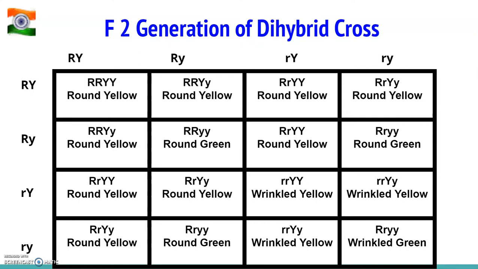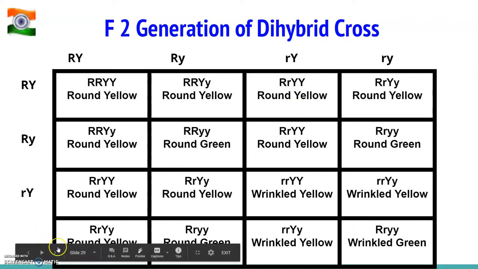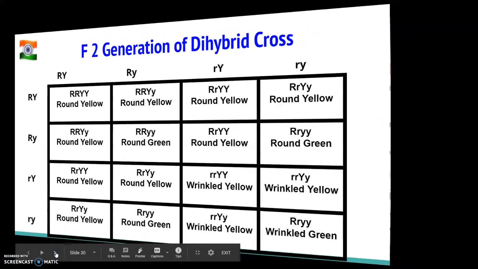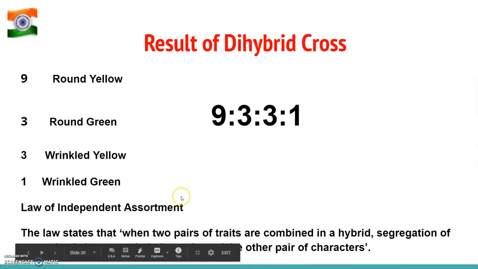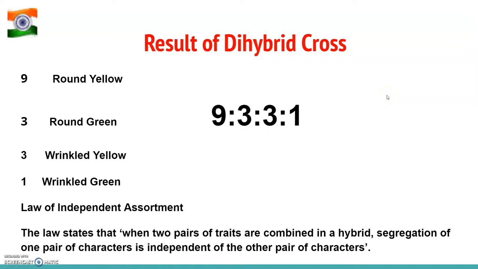And this Punnett square and the genotypic ratio and the phenotypic ratio that we have found out is 9:3:3:1, which leads to the law of independent assortment, which states that when 2 pairs of traits are combined in a hybrid, the segregation of 1 pair of characters is independent of the other.